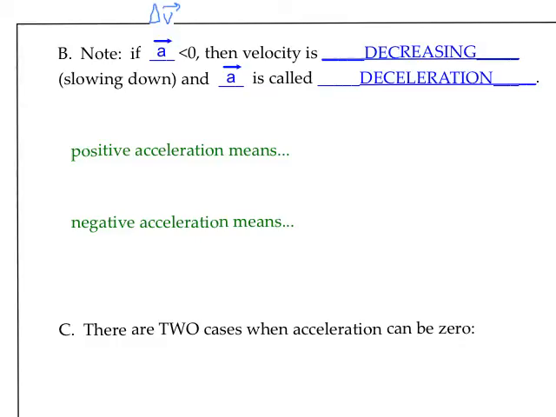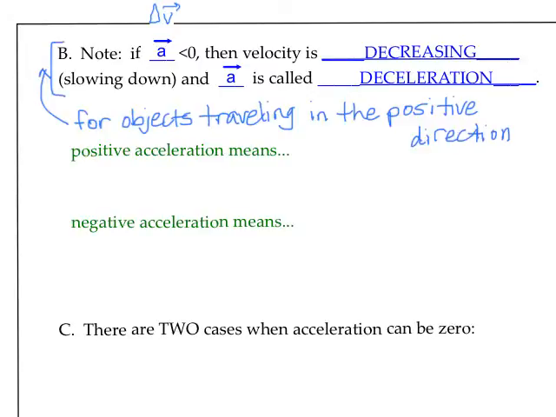On this next note, this will refer to objects traveling in the positive direction only. So keep that in mind. If an object is traveling in the positive direction and my acceleration is less than 0, then that velocity would be decreasing and I would be slowing down, and that might be called deceleration.